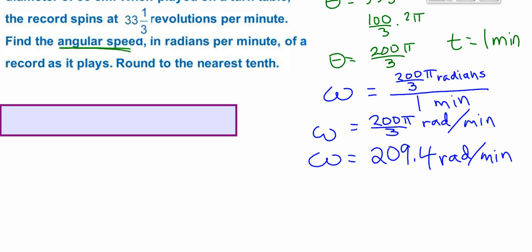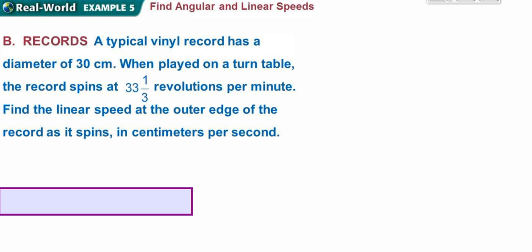Angular speed talks about revolutions per minute, in this case radians per minute, or whatever the case may be. Now we're going to use the same information, but this time we're going to be asked for something different. A typical record, diameter is 30 centimeters. Did we even use the diameter or the radius in that last problem? No, because we were finding the angular speed. I'm guessing we're going to find the linear speed also, so that's why it's there.